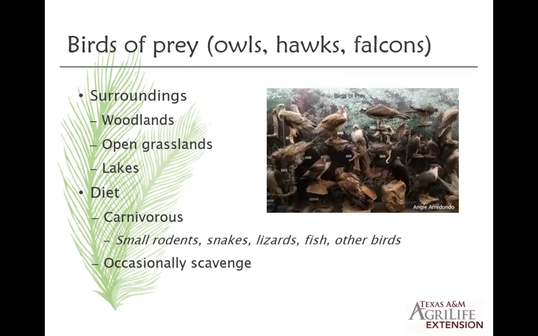Birds of prey are next. Surroundings, they live primarily in woodlands, open grasslands, and lakes. Their diet is carnivorous, so they'll eat small rodents, snakes, lizards, fish, other birds, and then they'll occasionally scavenge when the need arises.